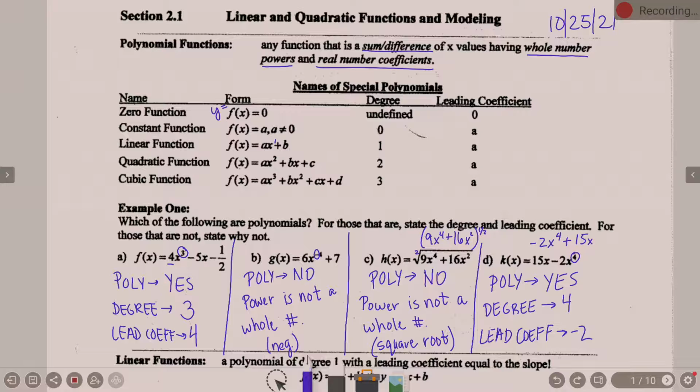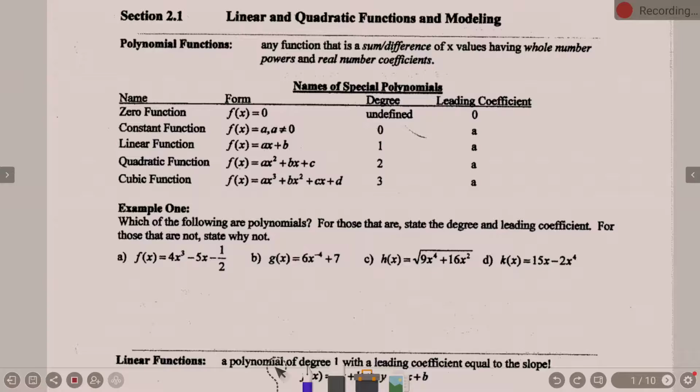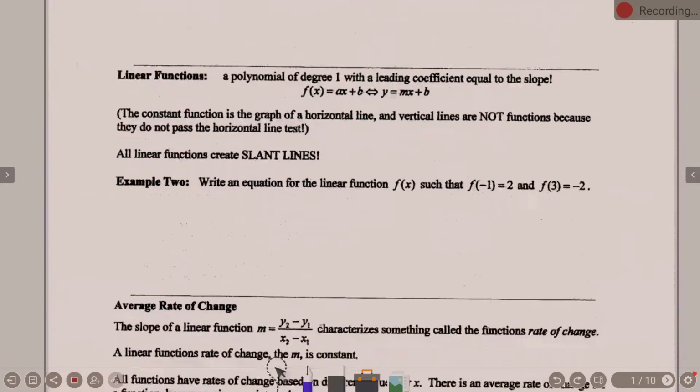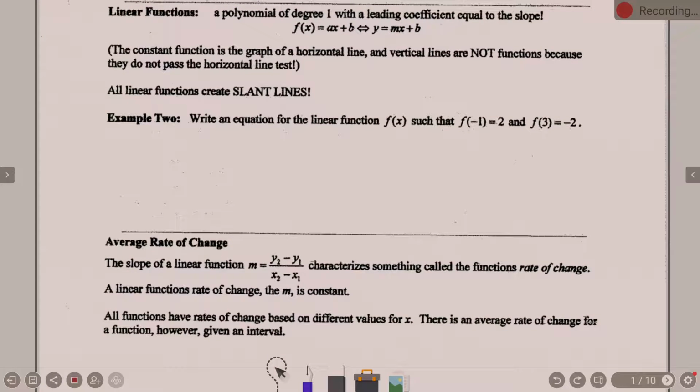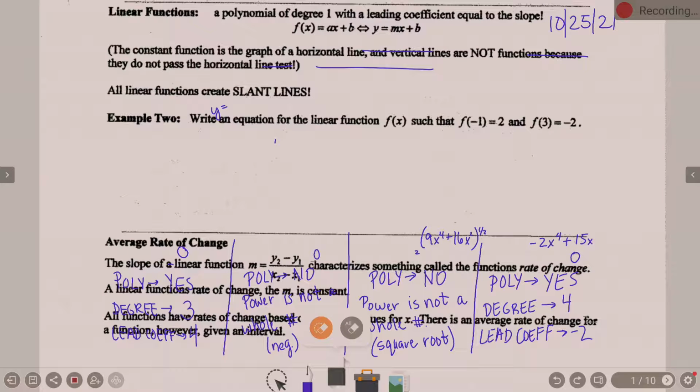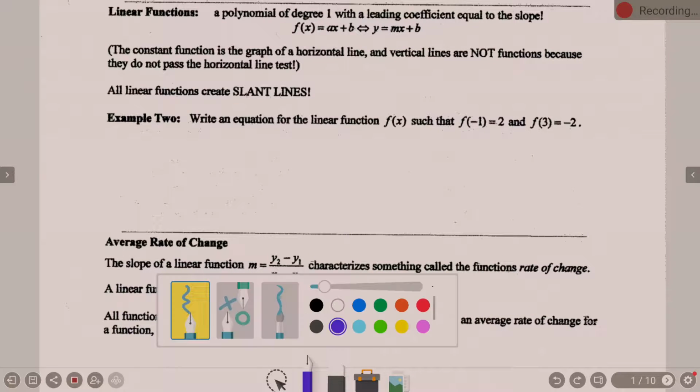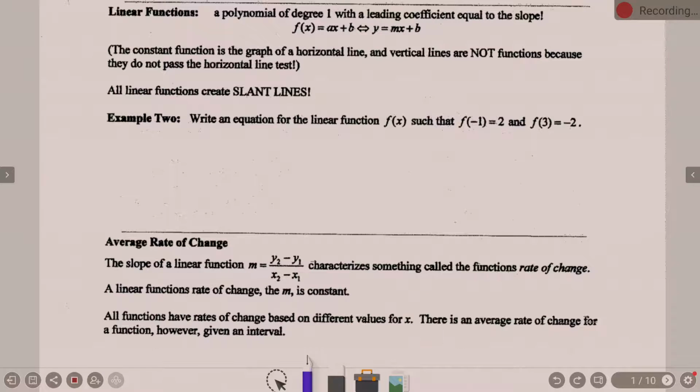Okay, so that was a little bit of definitions about polynomials. Let's scroll down here and talk about linear functions. Let me get rid of all of that. There we go. Okay, so linear function. You guys are familiar with linear functions. When we talk linear, what do you know about linear?